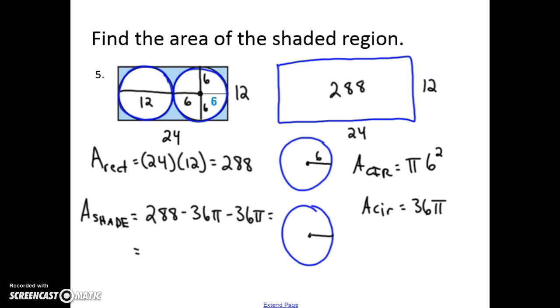And then now we can type this into our calculator to get 61.81 units squared.